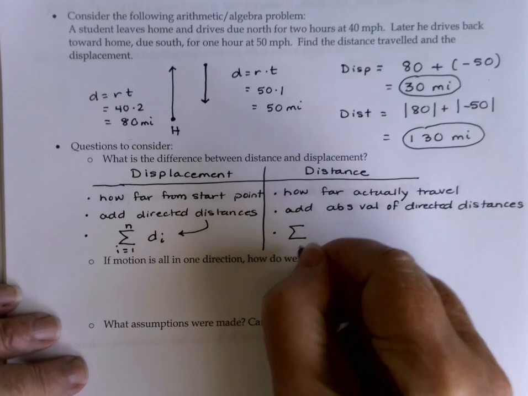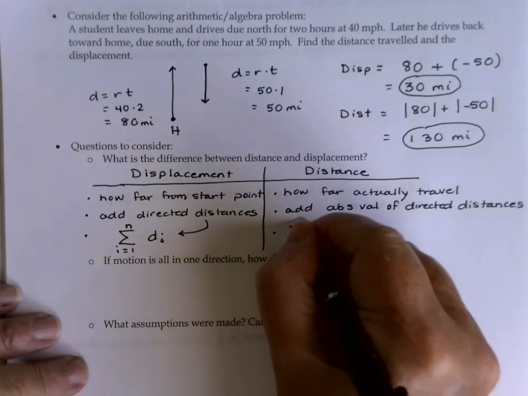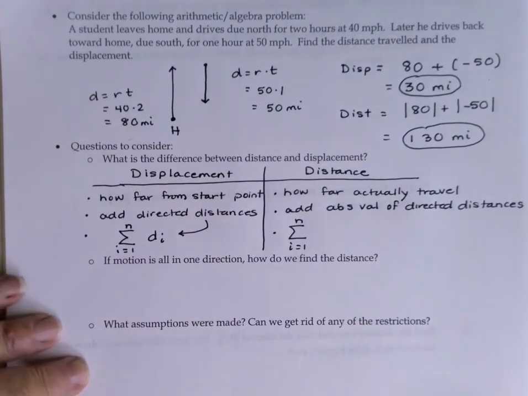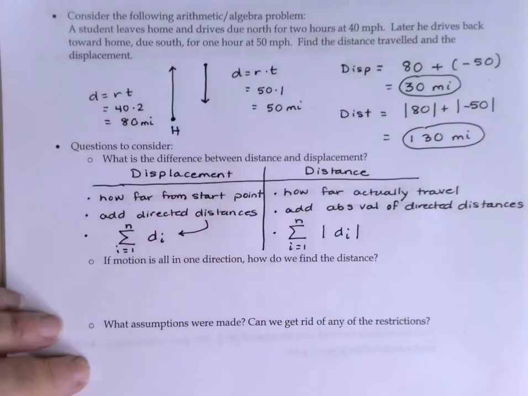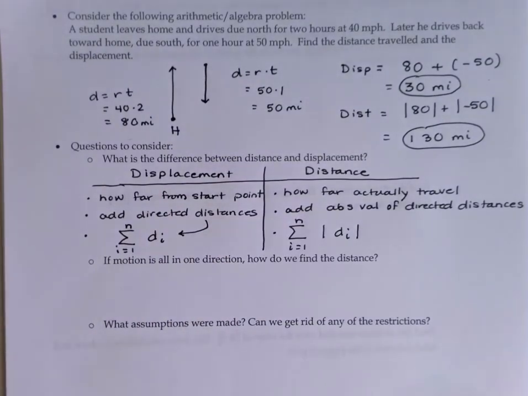And so again, I can say this is the sum, and we'll again just say i is 1 to n, however many pieces we have. And this time we want the absolute value of the d sub i's. So just a little bit of mathematical notation there. All right. If our motion is all in one direction, how do we find distance?